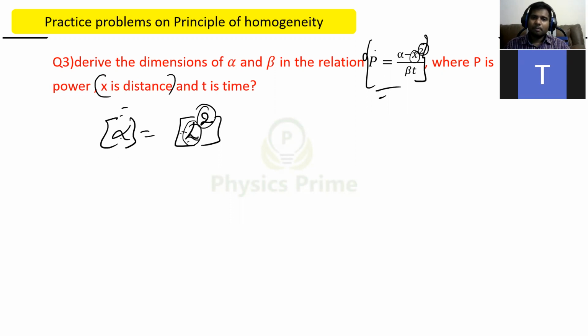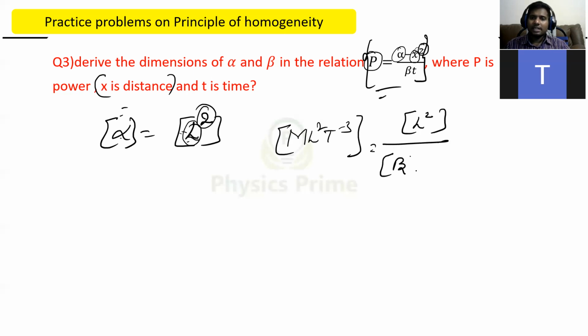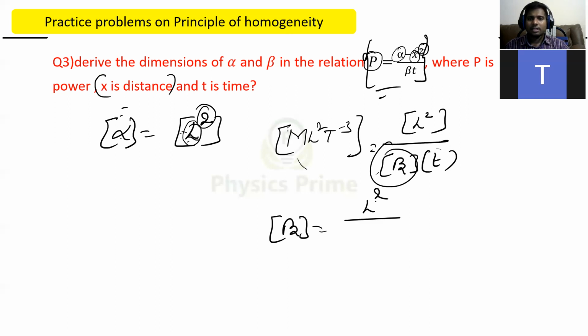Now, the power dimension we have already discussed: M L square T power minus 3, right? That is equal to alpha L square, directly I'll write it as L square, divided by beta into T. Then can I send this time to the right side? No. Beta I'll send to the left side and bring this to the right side. Beta dimension is equal to L square divided by M L square T power minus 3 into T. Anyway you'll get the same answer, don't worry.